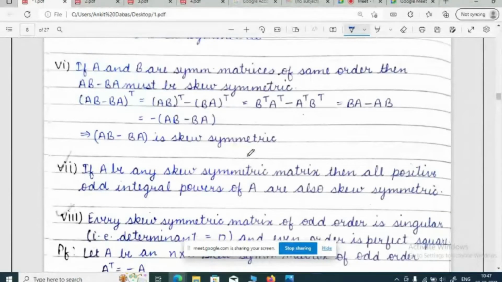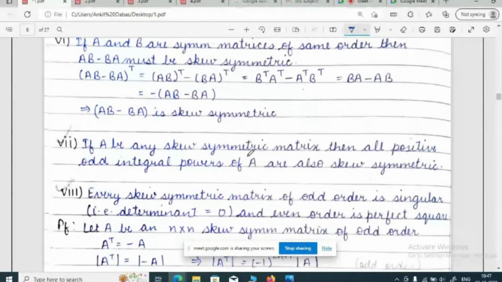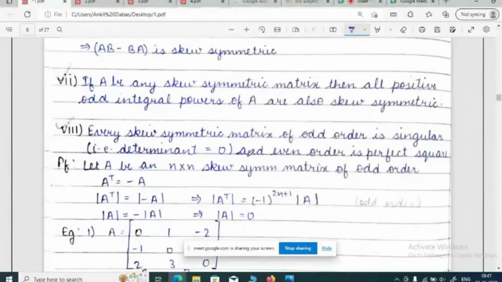Again, if A and B are symmetric matrices of same order, then AB minus BA must be skew symmetric. And if A be any skew symmetric matrix, then all positive odd integral powers will be skew symmetric. We are not considering even powers here. In the case of symmetric matrices, any power of that matrix was a symmetric matrix. But in case of skew symmetric, we are considering only odd integral powers of A.